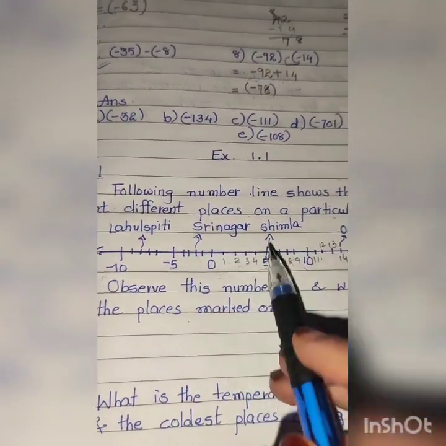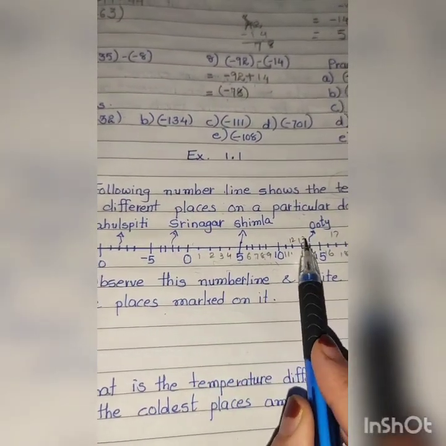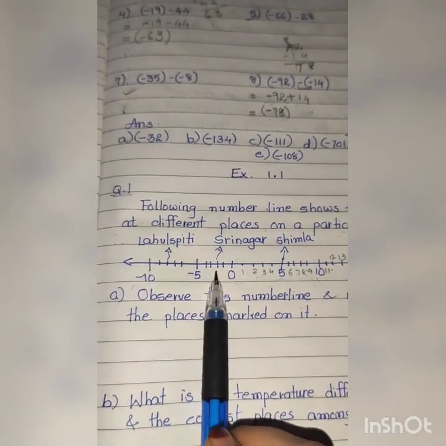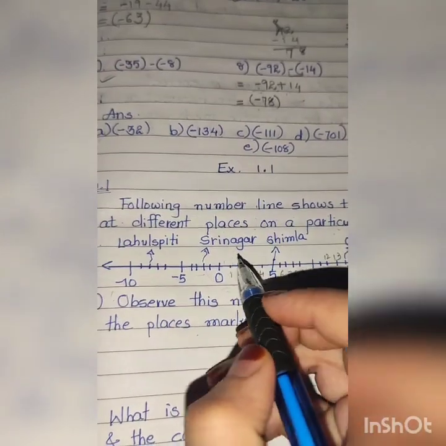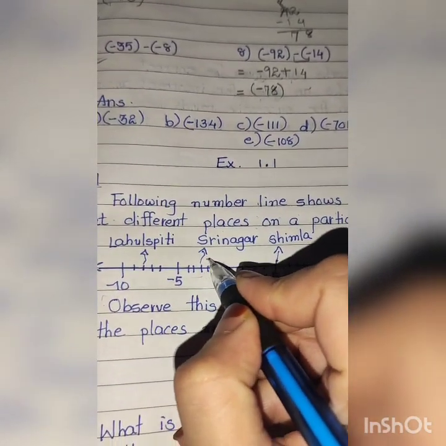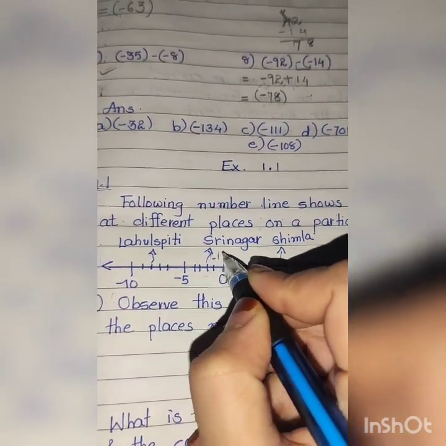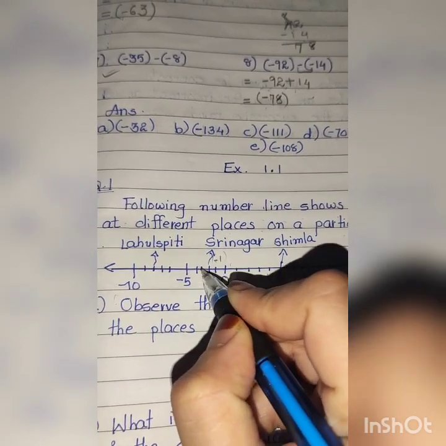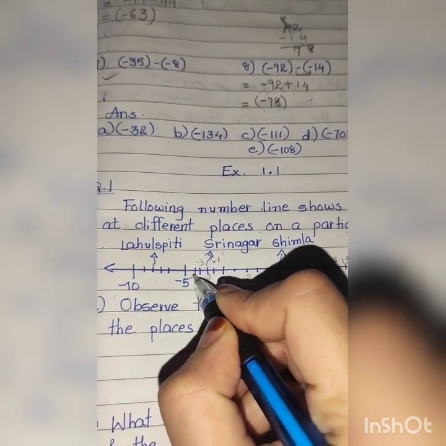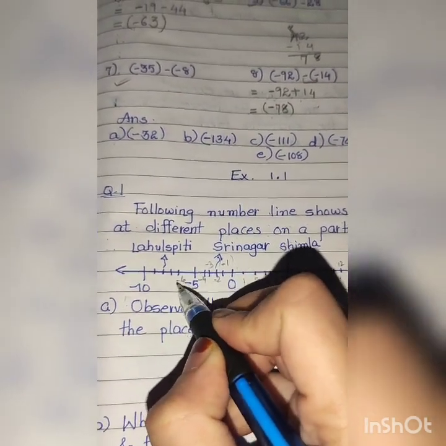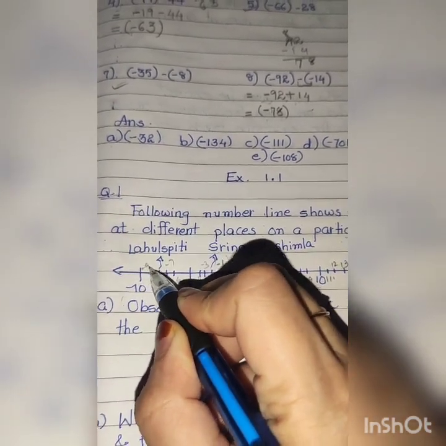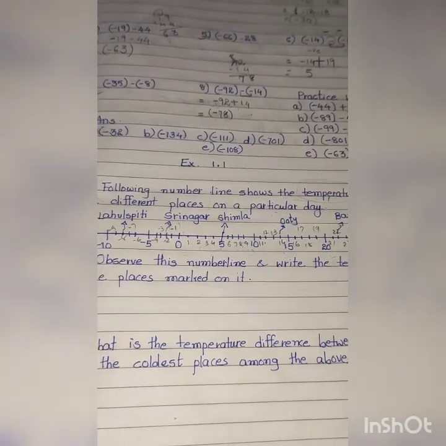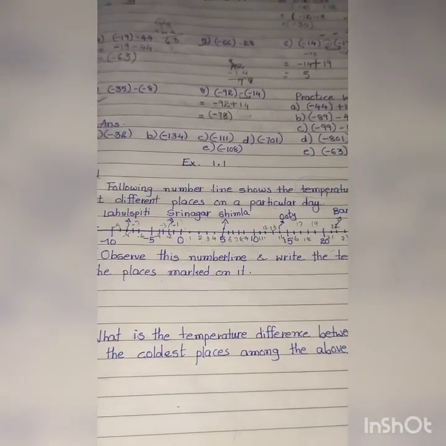In a similar way, all the numbers on the right of 0 will be positive and all the numbers on the left of 0 will be negative. So here you are going to put a minus sign as they are all negative. So minus 1, minus 2, minus 3, minus 4, minus 5, minus 6, minus 7, minus 8, minus 9. Okay, so we have completed the number line.